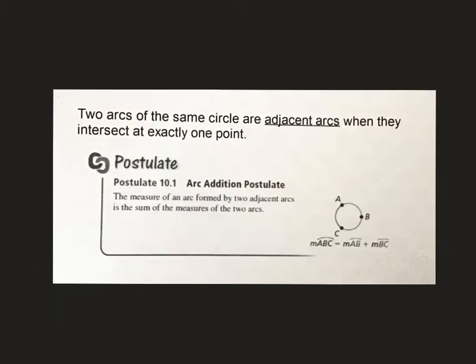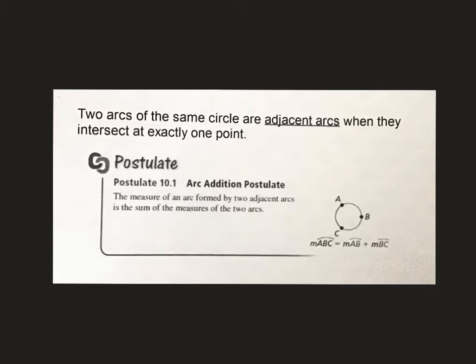2 arcs of the same circle are adjacent arcs when they intersect at exactly 1 point. So if we're looking at this circle down here, AB and BC intersect at point B. So those would be adjacent arcs. Now, when we talk about arc addition, that is literally the exact same thing that we did from the very beginning of geometry, when we were saying angle addition postulate, segment addition postulate, where it's just the 2 pieces added together equal the whole thing.